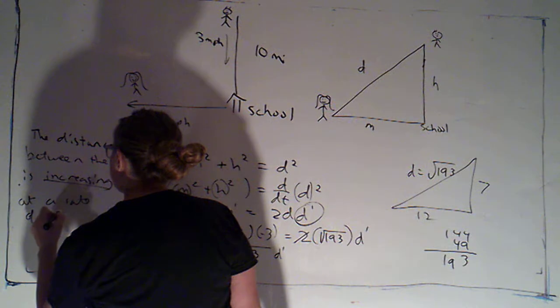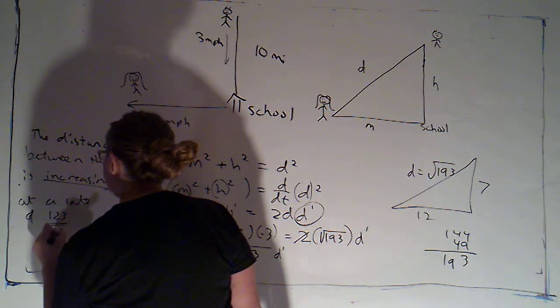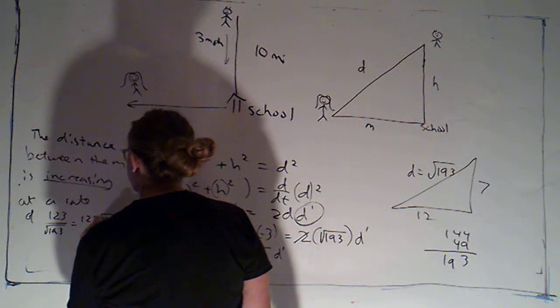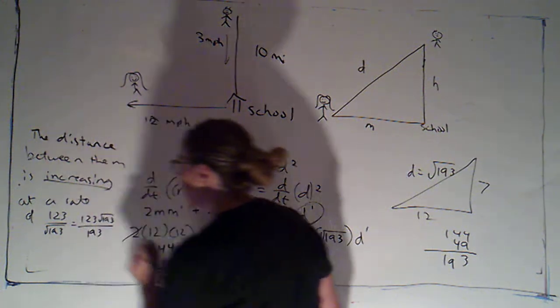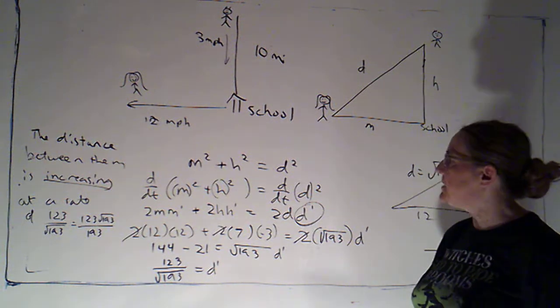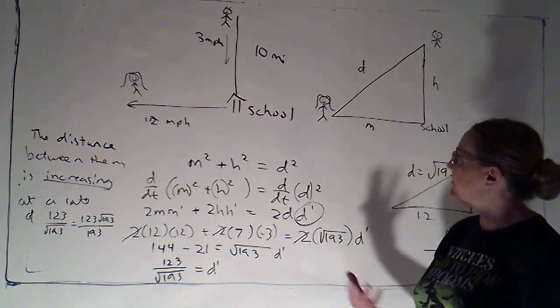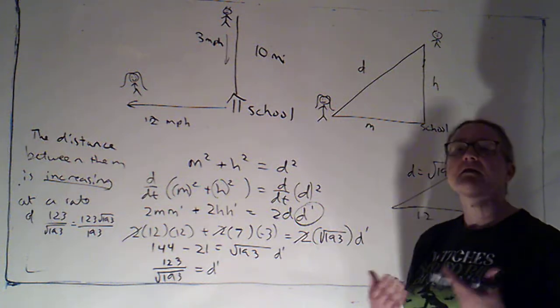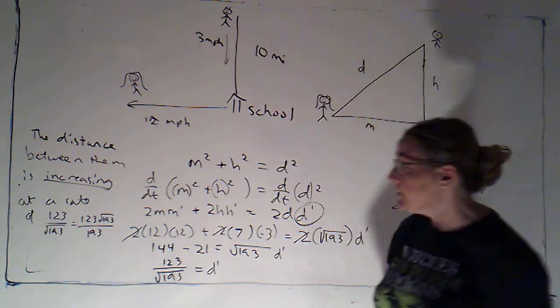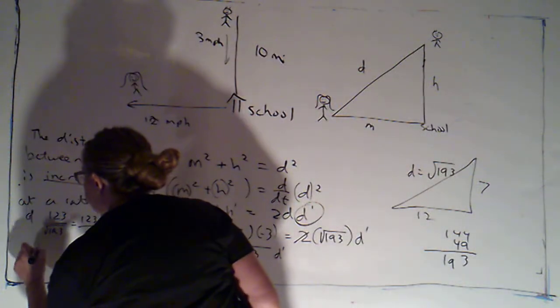At a rate of 123 over root 193. And of course, if I want to rationalize that and say 123 root 193 over 193, I could. Let's make sure we get the units. The units are going to be the units for distance, and we were measuring all of our distances in miles, divided by the units for time. And our other rates were in miles per hour, so this would also be miles per hour.